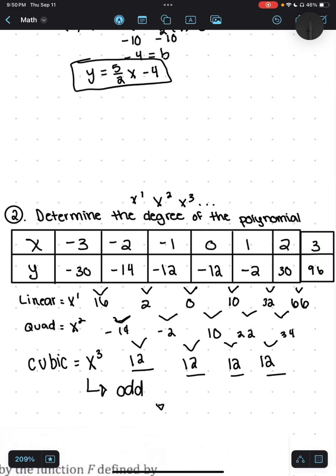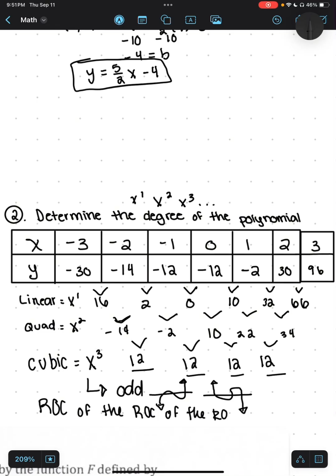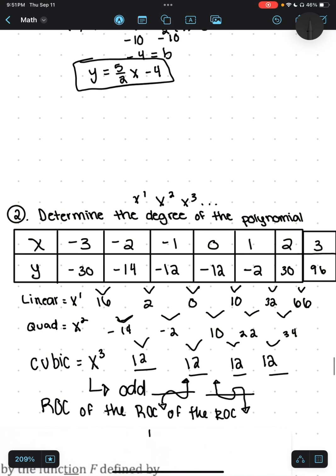which means it would go either like this or like this. Okay? And the way to explain it would be that it's cubic because the ROC of the ROC, ROC meaning rate of change by the way, is constant.